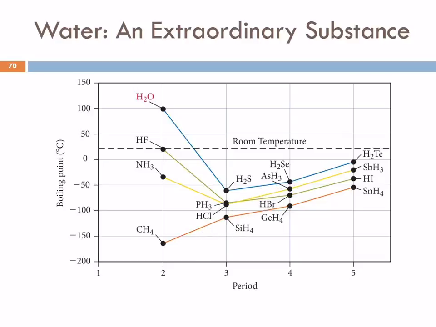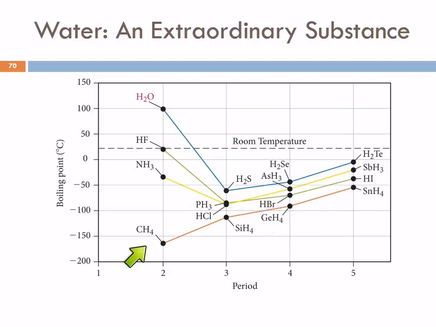What we see with group 4 is a fairly linear trend in terms of boiling point versus period in the periodic table. So carbon is smaller, silicon's larger, it's right below, and then germanium, and then tin. As the molar mass, the size of the molecule increases, the strength of the dispersion forces increases, and we see that the boiling point increases.